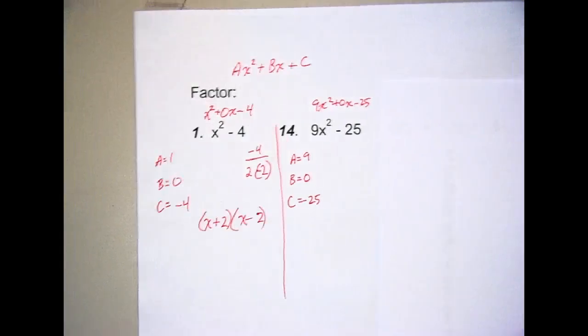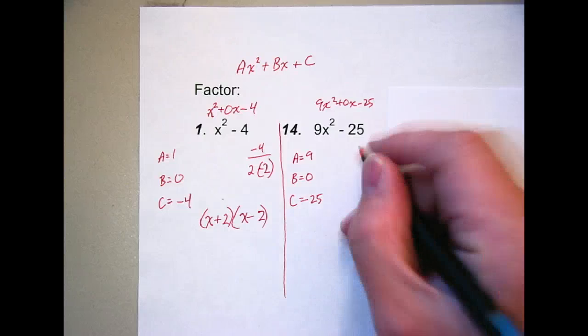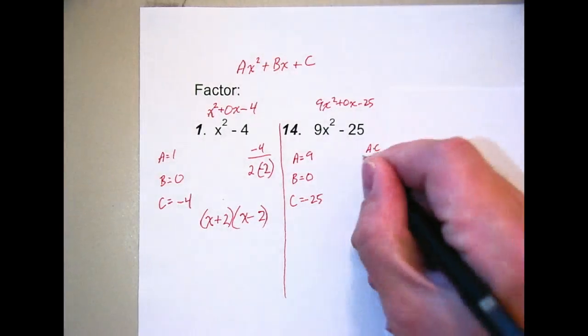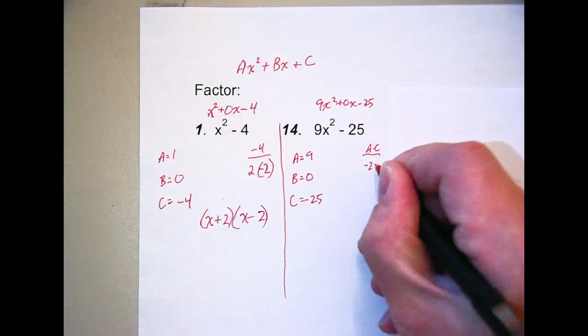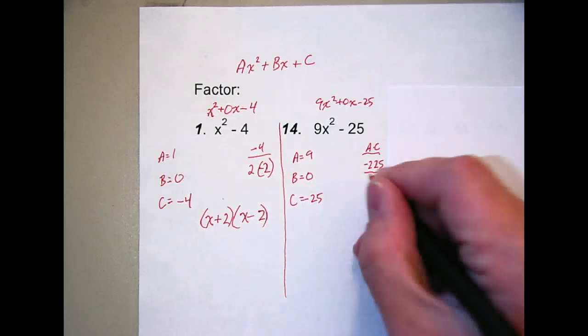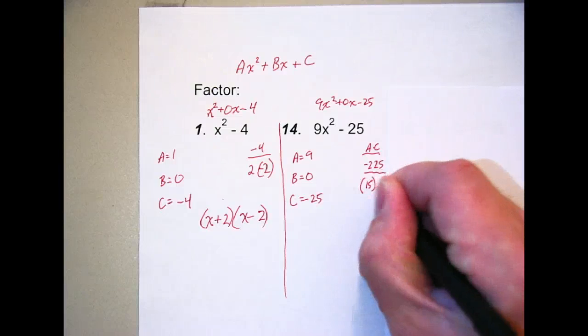So in this case, 9 times 25 is what? Caden? Good. Negative 225. That's A times C. And what do we know about that number negative 225, or at least 225? Good. 15 times 15. How many of you remembered that from our warm-up? Positive 15 times negative 15.